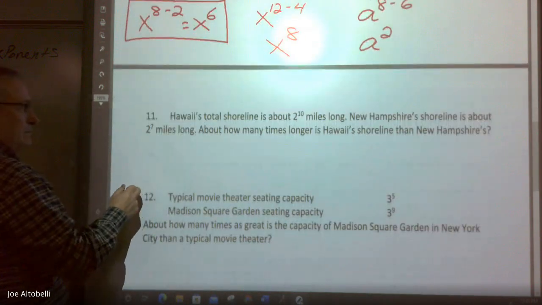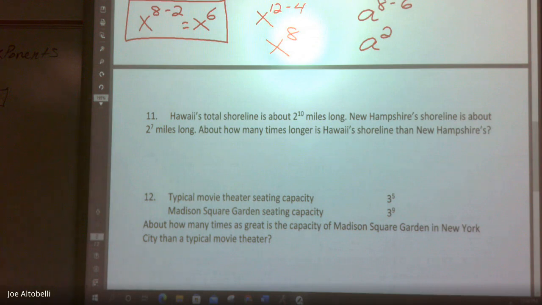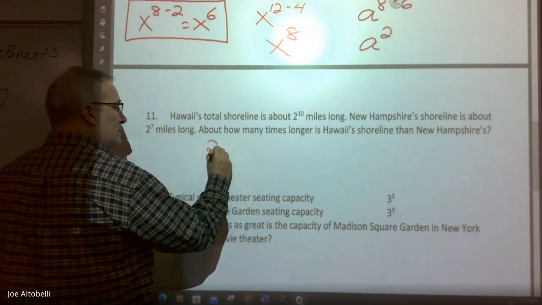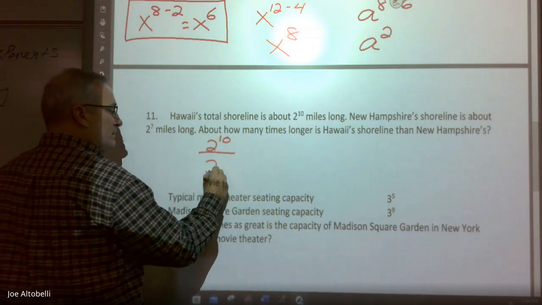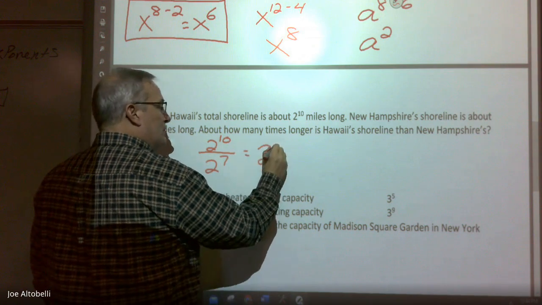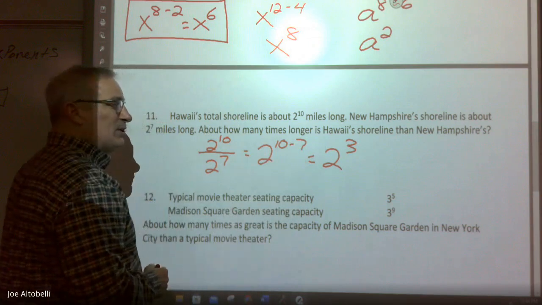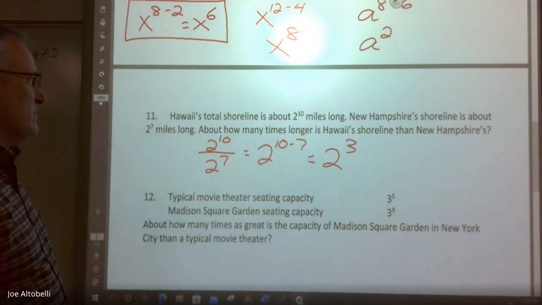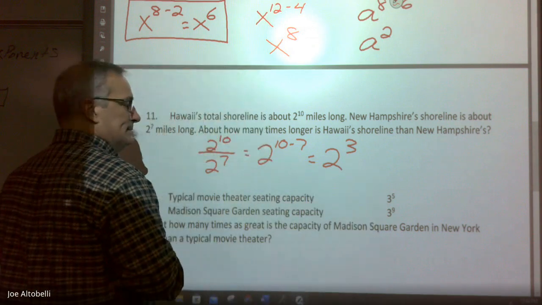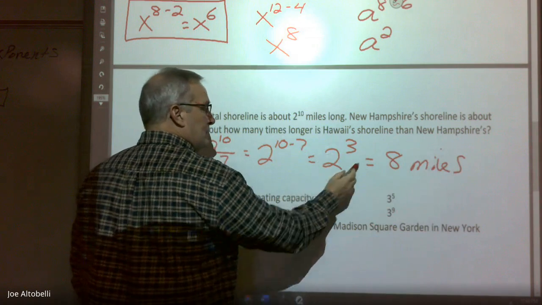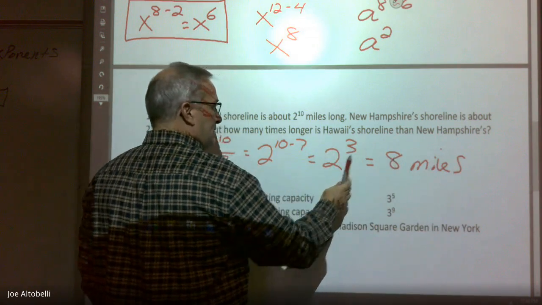All right, so number 11, it says Hawaii's total shoreline is 2 to the 10th miles long. New Hampshire's shoreline is about 2 to the 7th miles long. How many times longer is Hawaii's shoreline than New Hampshire's? So we go 2 to the 10th divided by 2 to the 7th. That's going to be 2 to the 10 minus 7, 2 to the 3rd. So you could have 2 to the 3rd, 2, 4, 8. 8 miles. I don't remember if you're going to put 2 to the 3rd for your answer or if you're going to put 8 for your answer.